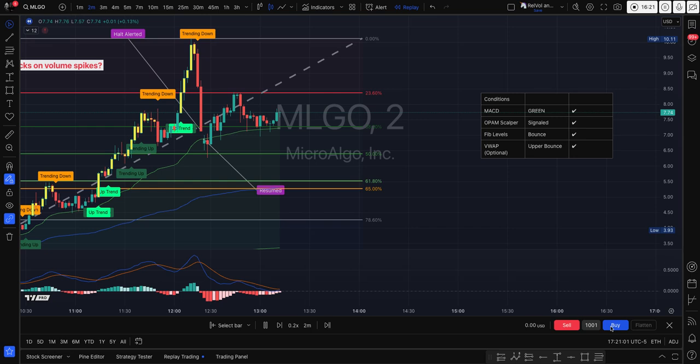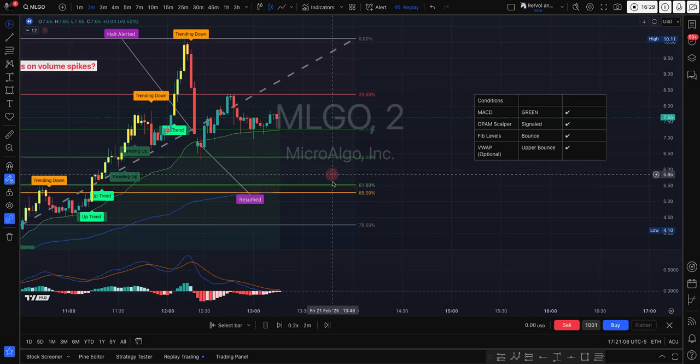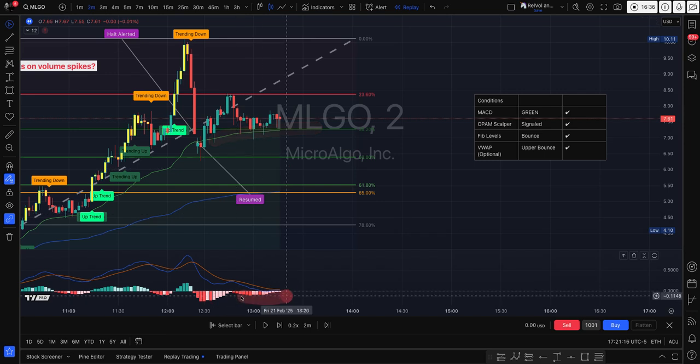So again, touching the 38 and VWAP. So at this point, there are a lot of indicators. Also, MACD is starting to go upwards. So from my mind, I know something is going to happen soon. Some indicator, basically MACD, will turn green if it continues to go up. Then scalper, I'm waiting for the OPAM scalper to show me a signal.